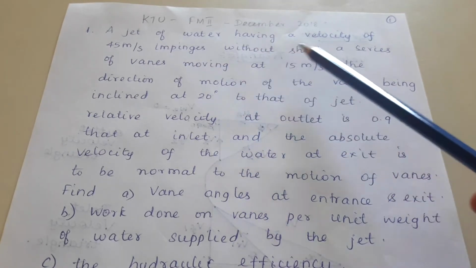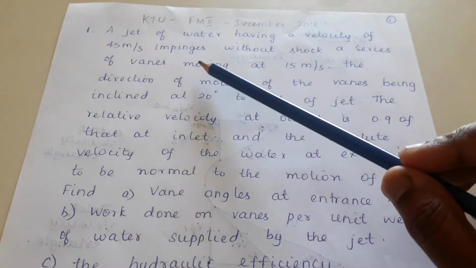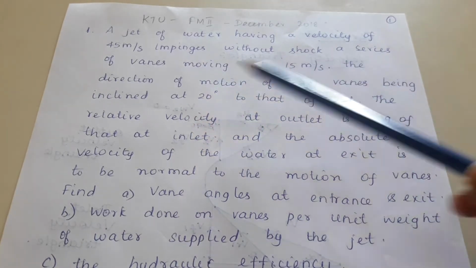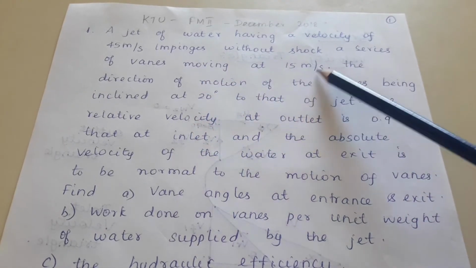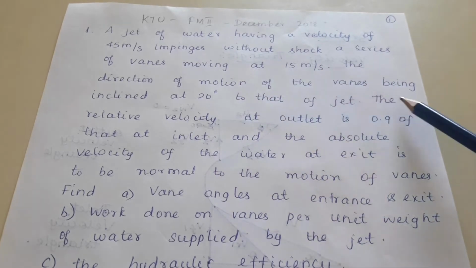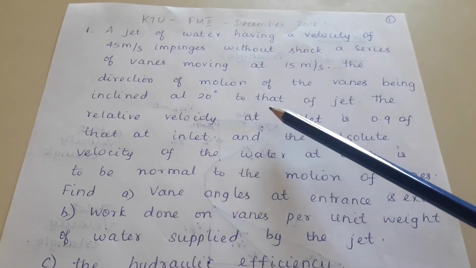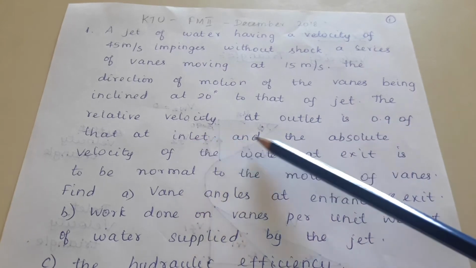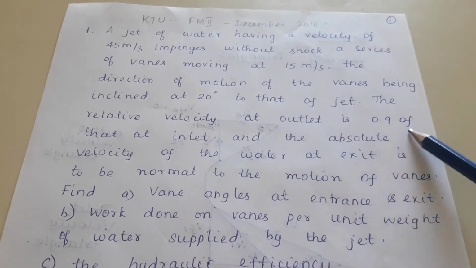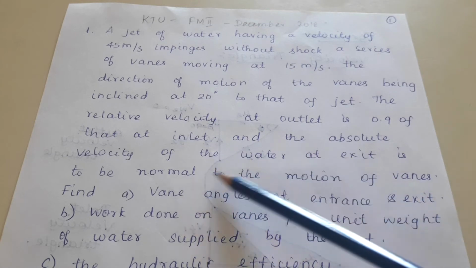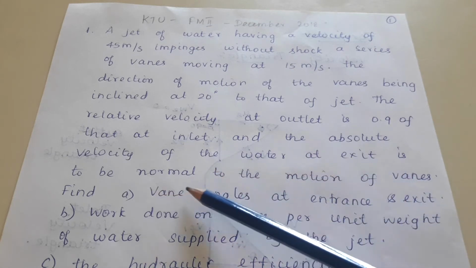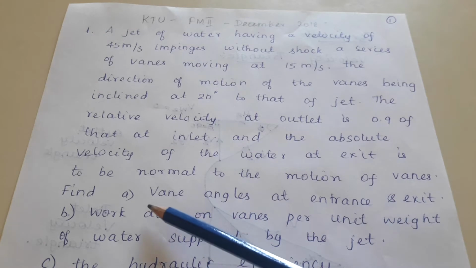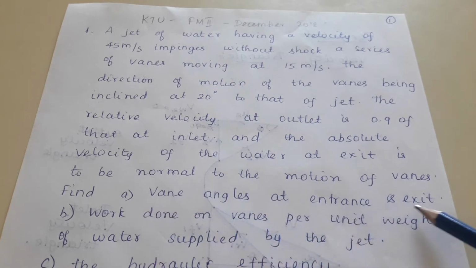A jet of water having a velocity of 45 meter per second impinges without shock a series of veins moving at 15 meter per second. The direction of motion of the veins is inclined at 20 degrees to that of the jet. The relative velocity at outlet is 0.9 of that at inlet, and the absolute velocity of the water at exit is to be normal to the motion of veins. Find vein angles at entrance and exit, work done on veins per unit weight of water supplied by the jet, and the last one is hydraulic efficiency.